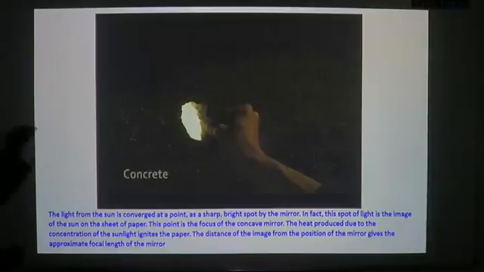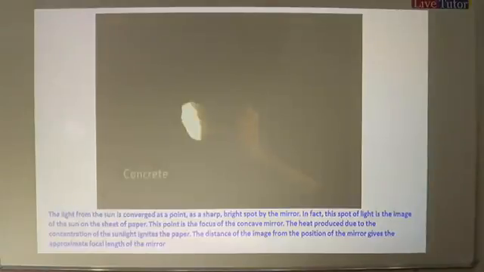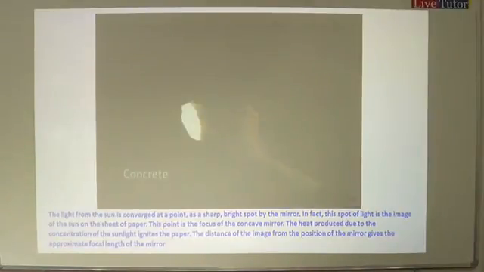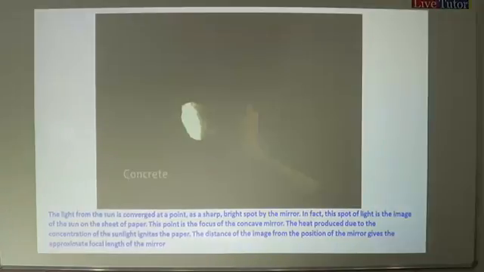Now we can see the distance of this image from the position of this mirror is what we call the focal length. What we call the focal length of the mirror.